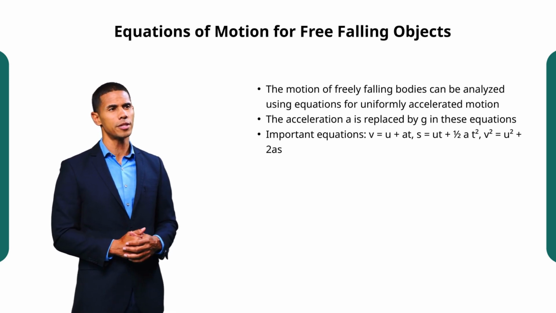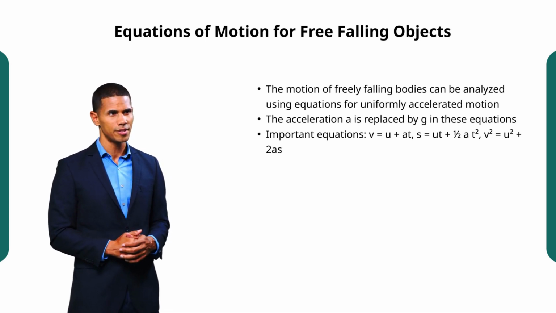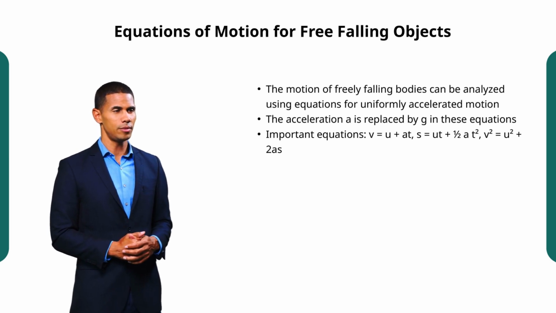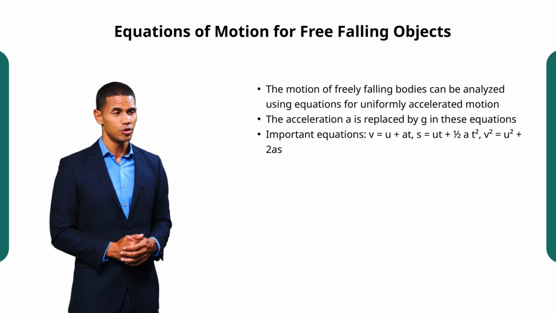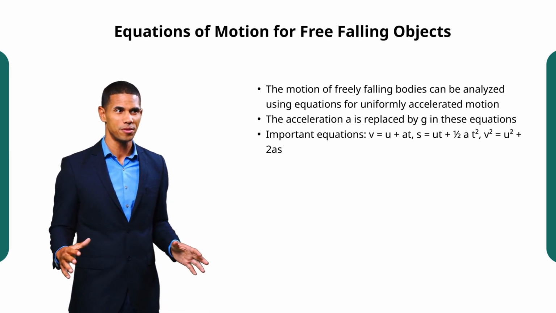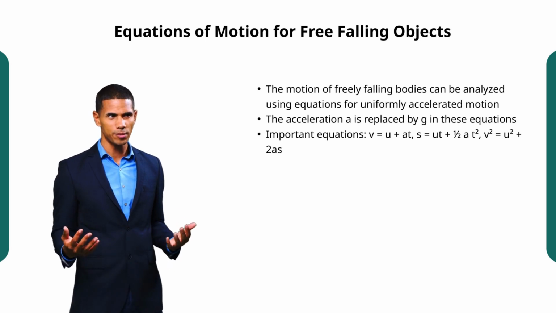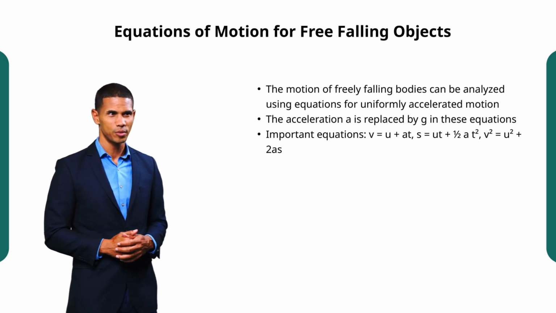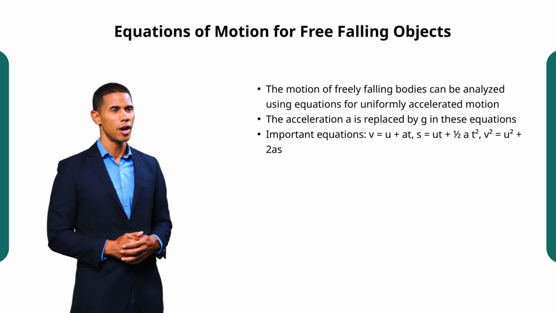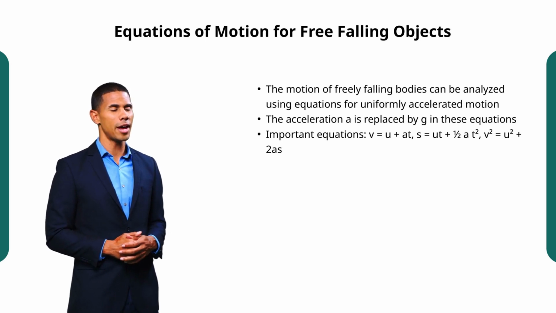Next, s equals ut plus 1/2 at squared helps you find how far the object travels in time t. Lastly, v squared equals u squared plus 2as relates velocity and displacement without involving time. These equations help us predict and analyze falling objects, from raindrops to astronauts in zero gravity.